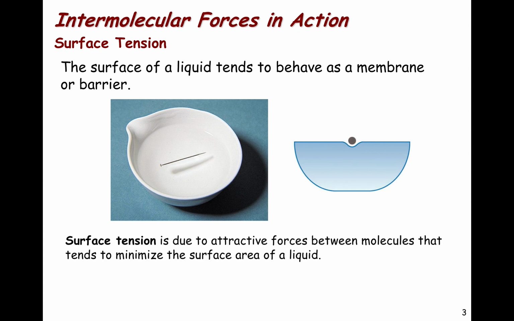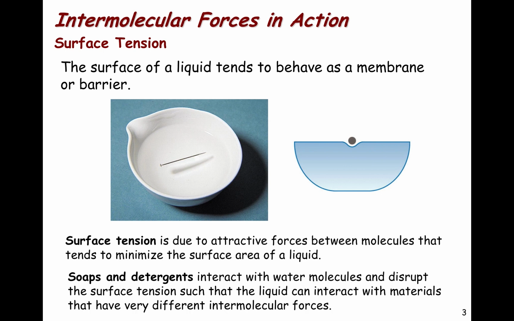These attractive forces can be relatively strong due to the hydrogen bonding effects in the water molecules. So it turns out that if we break those surface interactions by adding some sort of surfactant, something like a soap or a possible detergent, then we can really reduce the surface tension effect.